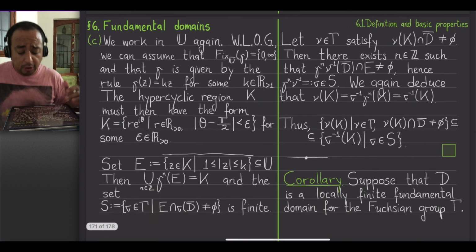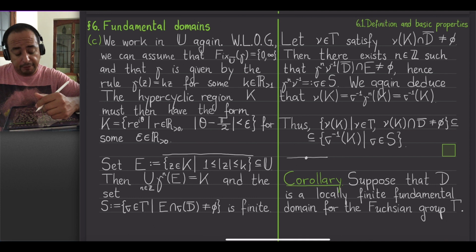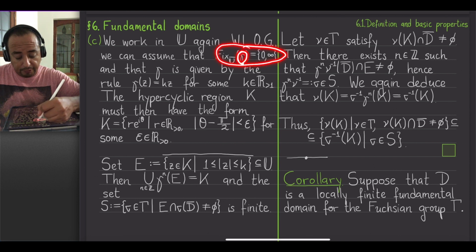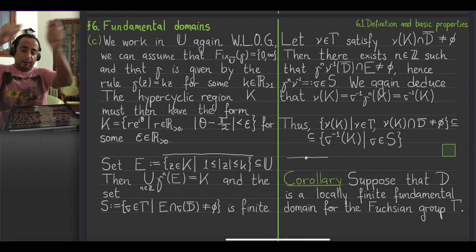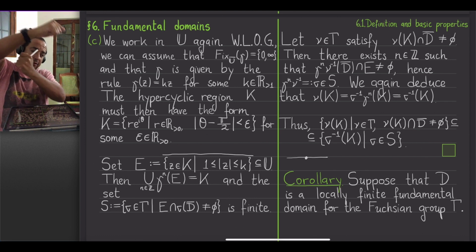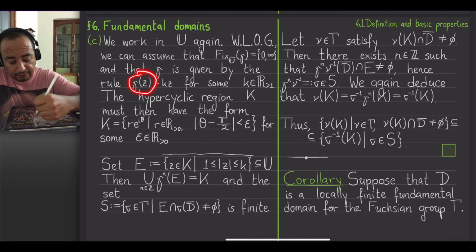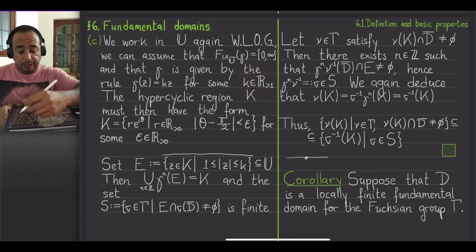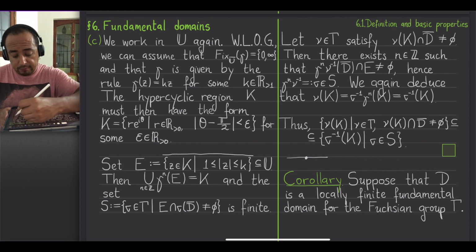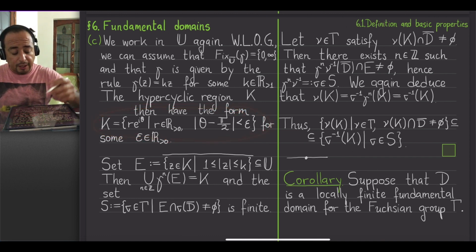Okay, again, up to conjugating the whole Fuchsian group gamma inside PSL2R, I can assume that the fixed points of my hyperbolic element are 0 and infinity. And up to conjugating once more by a transformation in PSL2R exchanging 0 and infinity, I can assume that gamma is given by multiplying by some constant greater than 1. Okay, and then I assume that the hypercyclic region has this form.